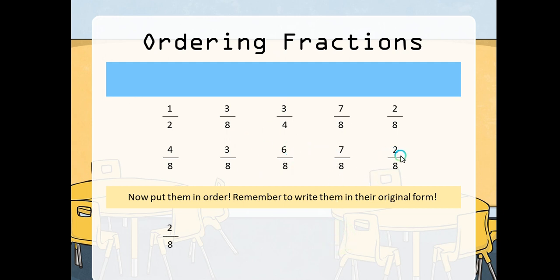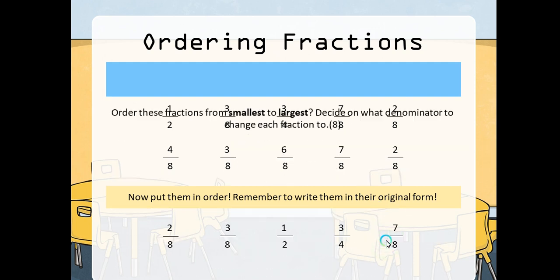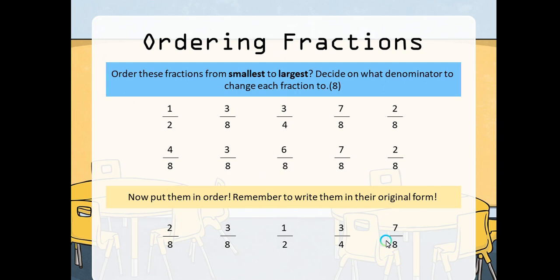Followed by 3 over 8, followed by 1 over 2, followed by 3 over 4, and the last one is 7 over 8. Can you see we have succeeded in ordering the numbers from the smallest to the largest? We're going to go to the next outline, which is number line.